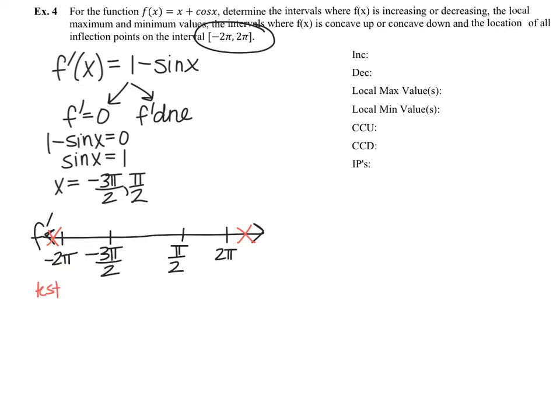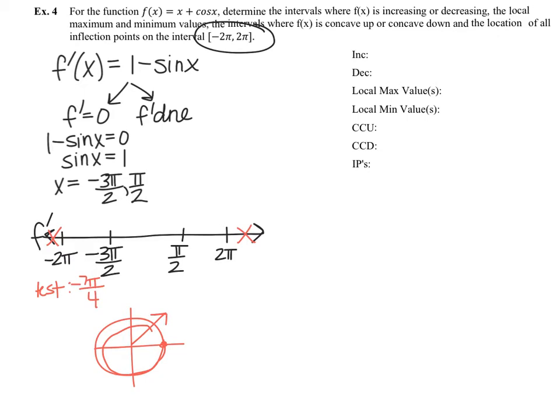So now we're going to choose our test values. We need to choose a value between negative 2 pi and negative 3 pi halves. Again, if you visualize that on the unit circle, we're talking about a value between negative 2 pi and negative 3 pi halves. So I need something here in the first quadrant, but of course in the negative direction. So something like negative 7 pi fourths would work.